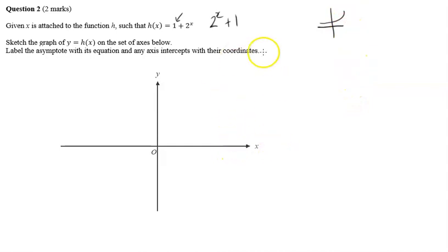And before we get to this, we need to note that obviously there's not going to be any x-intercepts. We are going to look for any y-intercepts, and this occurs when x is equal to 0.